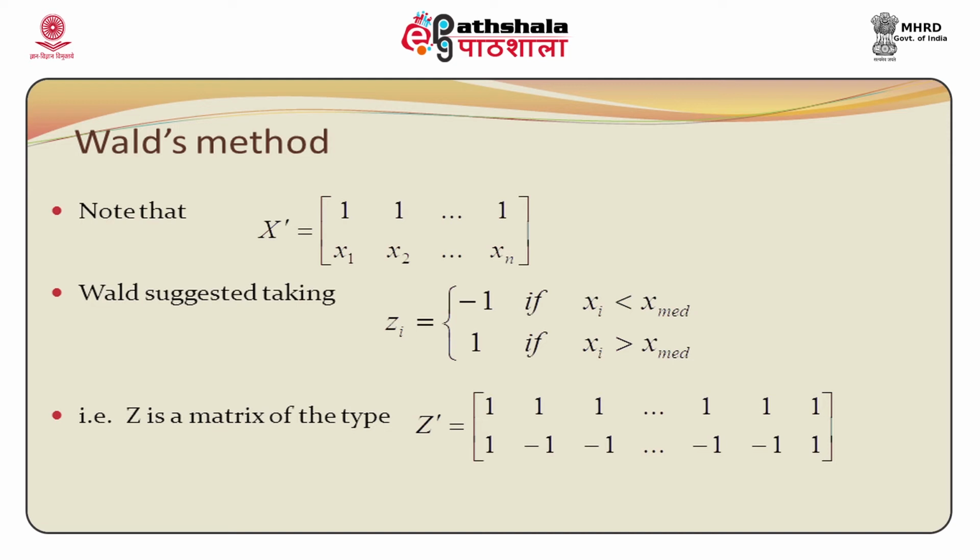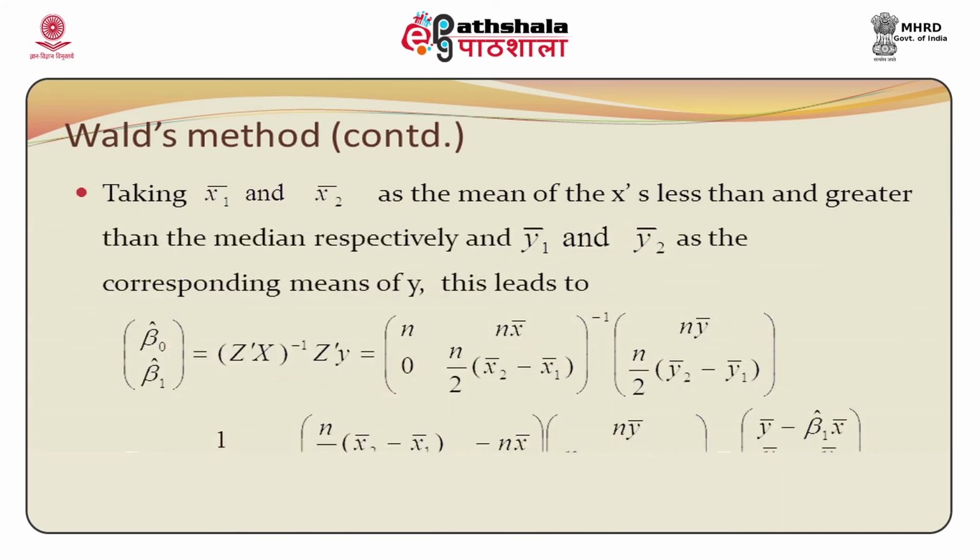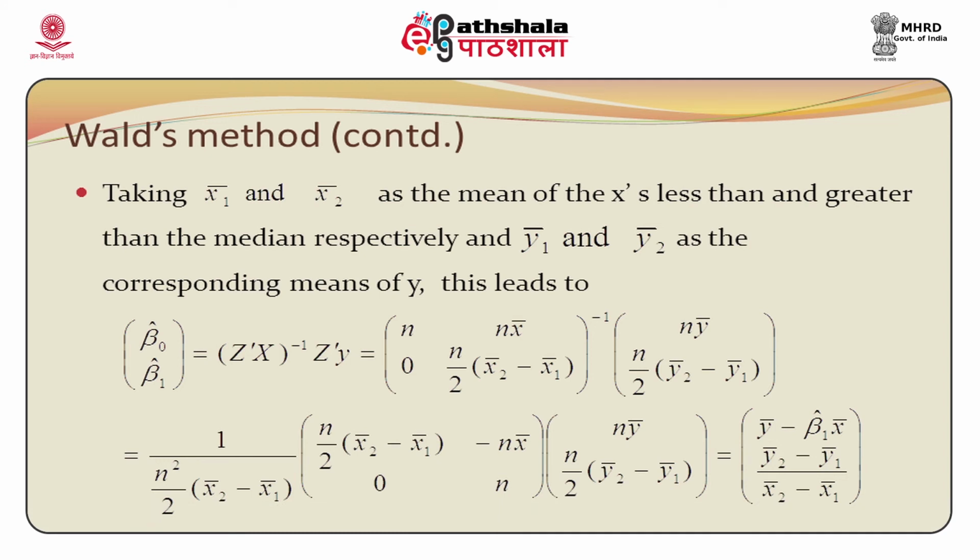And if you multiply the second row of z prime with x, then the 1s would pick up the larger values, the minus 1s would pick up the smaller values. So, what it would do is that you get the two means. There would be n by 2 plus 1 values and n by 2 minus 1 values, and the larger values, let us call this x 2 bar. So, this is the mean of the x's which are greater than the median, and the mean of the x's which are smaller than the median, let us call this x 1 bar. So, this becomes n by 2 times x 2 bar minus n by 2 times x 1 bar.